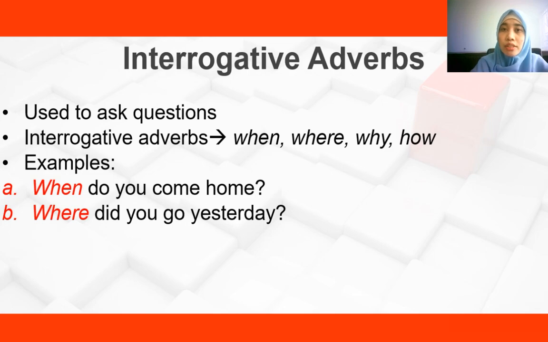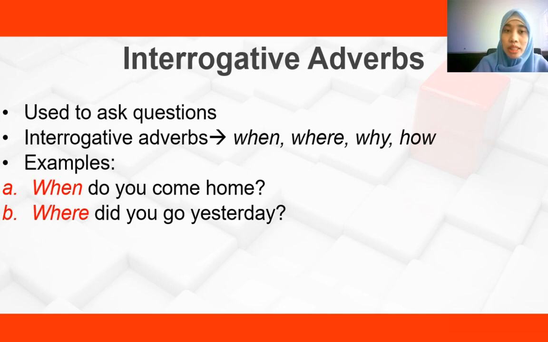Next, interrogative adverbs. Interrogative adverbs are used to ask questions. For example, we have when, where, why, how. Okay. For example, when do you come home? So when here is the interrogative adverb because it gives the information about the time.